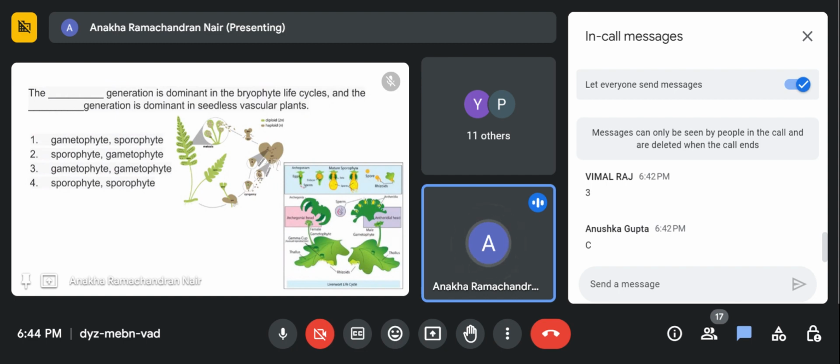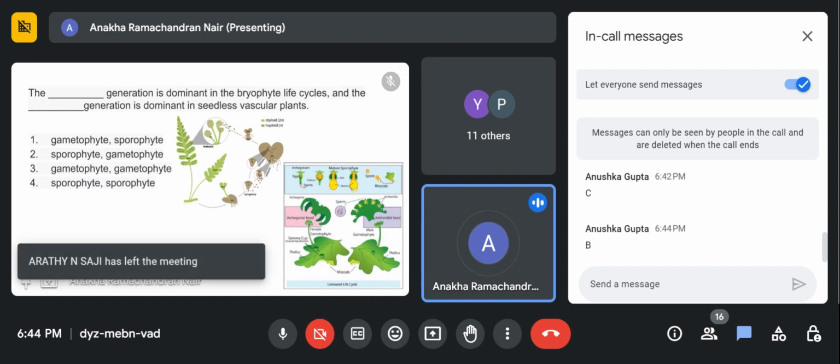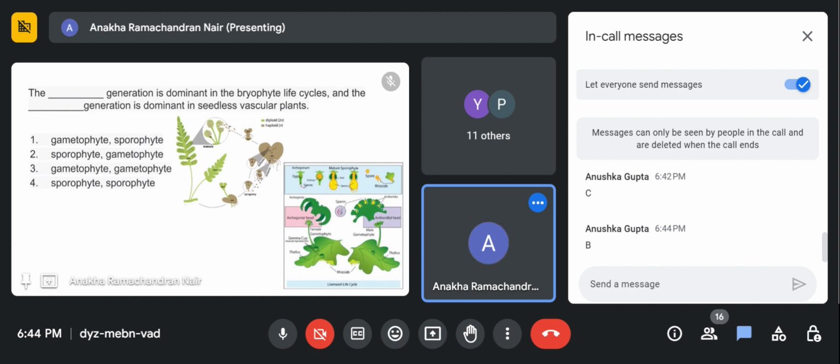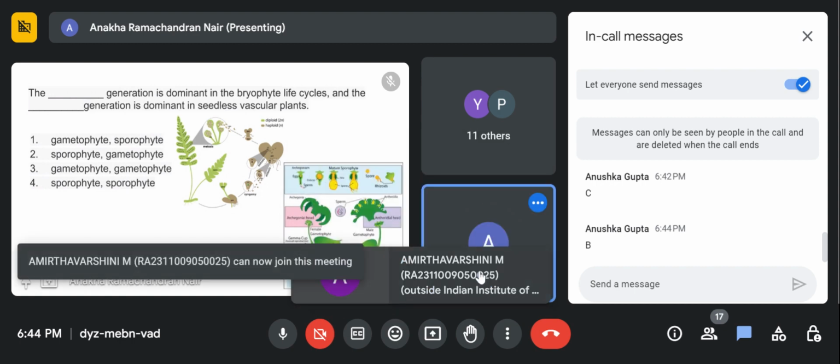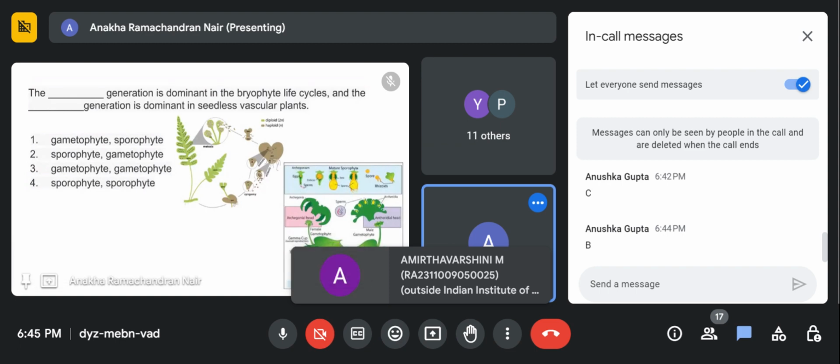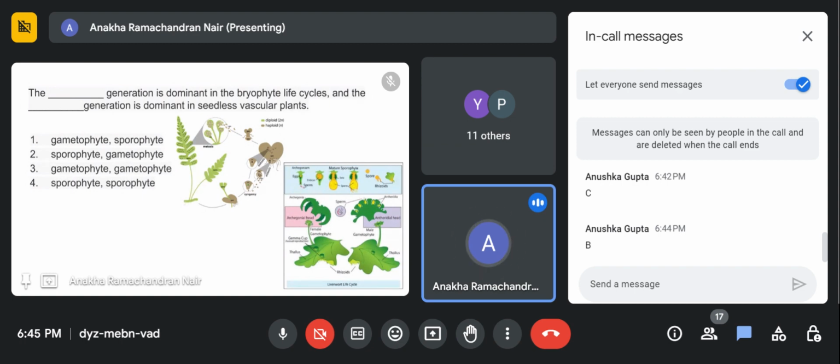I can't see any answers in the chat. Do you guys have a doubt in this question? Just take a guess, that's fine. Option B, sporophyte, gametophyte. Alright, anyone thinks it's something else? Alright, since I see no other option.